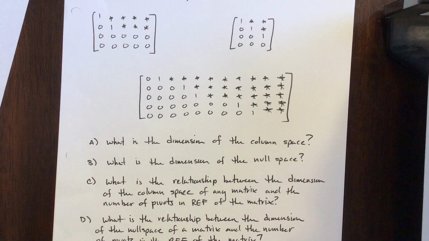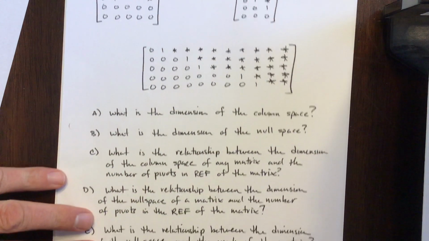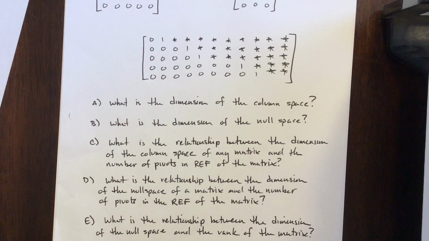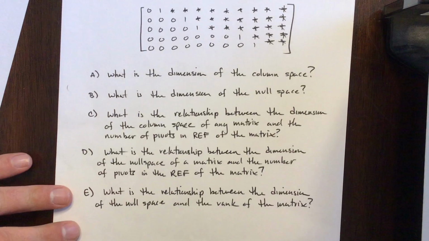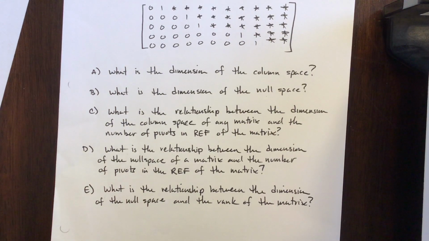As you look at this matrix right here, what is the dimension of the column space of this matrix? Well, how many pivots are there? There's 2. So the answer to A is 2. What is the dimension of the null space? Well, how many free variables are there? 1, 2, 3. So the dimension of the null space is 3. What is the relationship between the dimension of the column space, that's the 2 pivots, and the number of pivots in the row echelon form of the matrix? Well, the answer is they're the same.